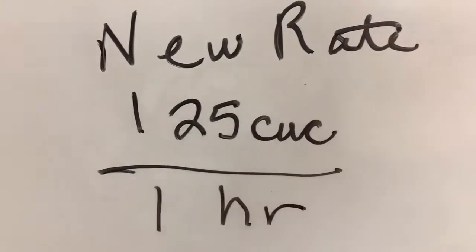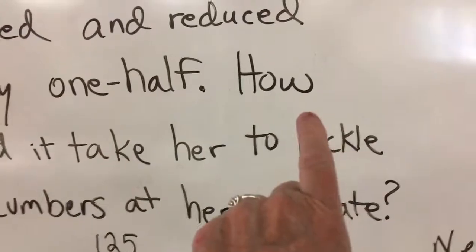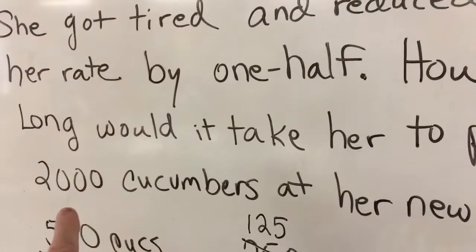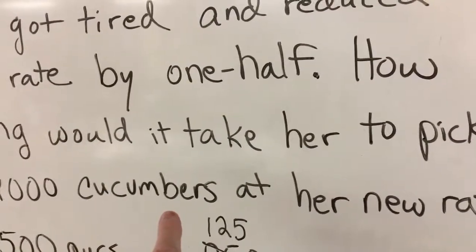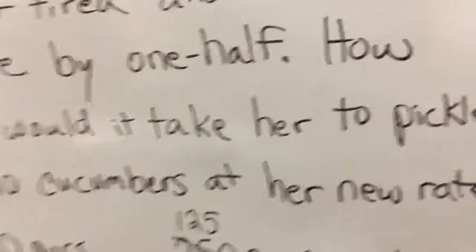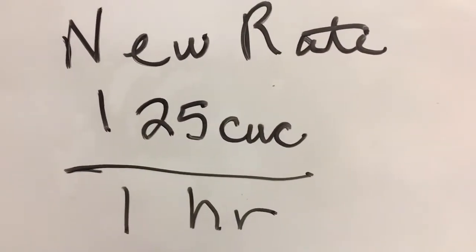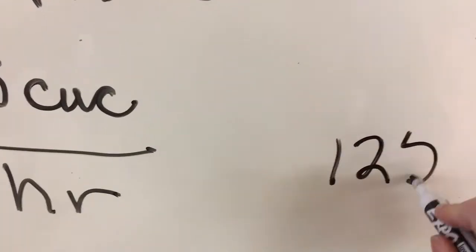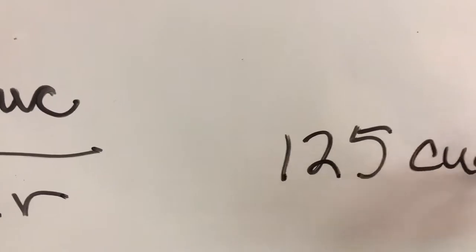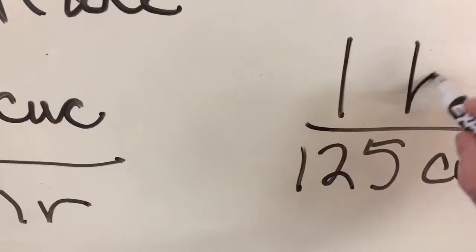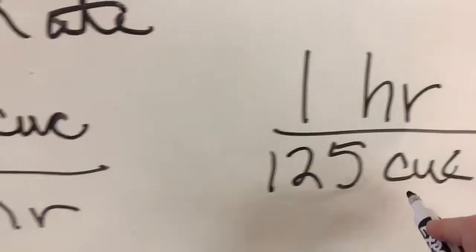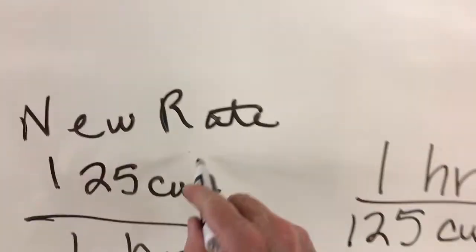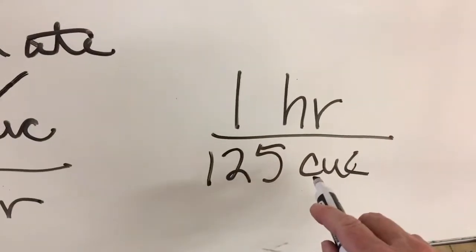Okay, so now remember that the question is, how long would it take her to pickle 2,000 cucumbers? How long means that time should be on top. So our new rate has the time on the bottom. We're going to rewrite the new rate, 125 cucumbers, and then the 1 hour to do 125 cucumbers. So we're taking the new rate and we're flipping it over. So we're not going to use this one. We're going to use the one that we flipped over.